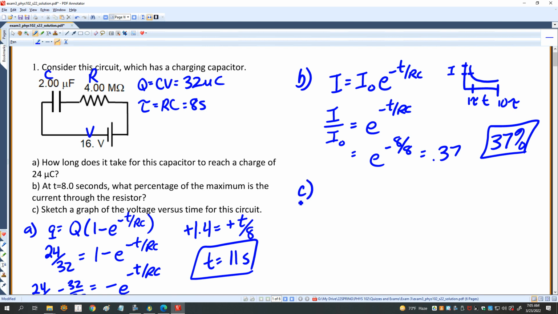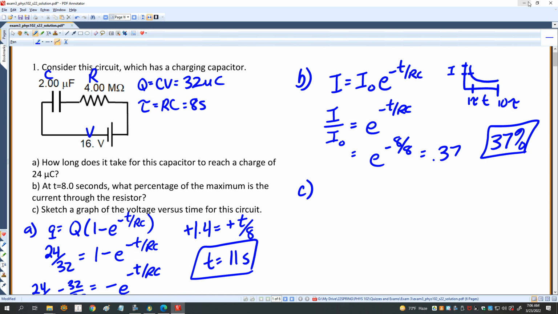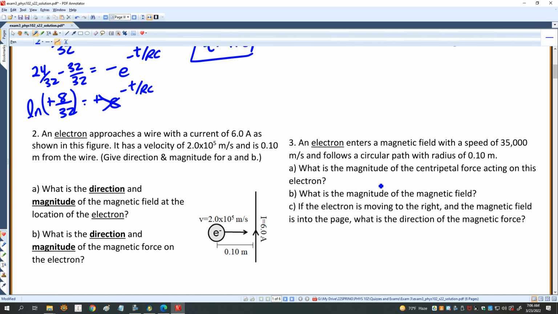Okay, and now part C, sketch a graph of the voltage versus time for this circuit. So you can go to the equation sheet. The voltage versus time for a charging capacitor looks like that. That is because it is of the form 1 minus e to the minus t over RC, that is going to be a growth function, so it looks like that. The voltage starts out small, and then it approaches some maximum value, which in this case would be equal to 16 volts. So if you plotted that graph, you didn't have to do the numbers. If you plotted that graph, you got full credit.